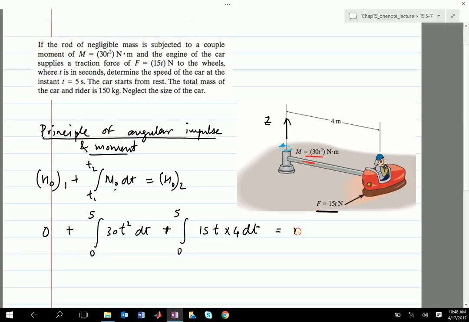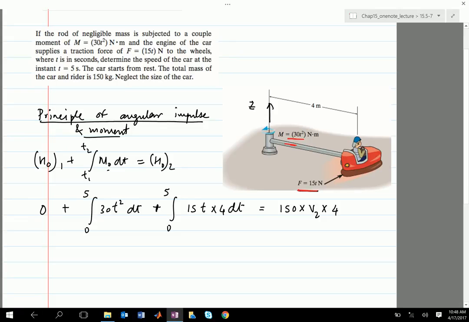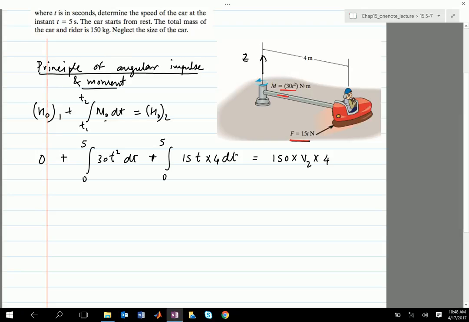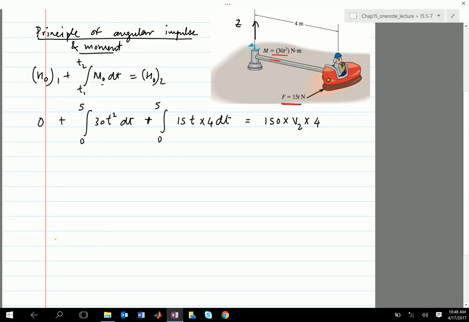So this is equal to m times, so mass is 150 kgs, the velocity is unknown, and the radius is 4. I would like you to fill in the dots. There are a bunch of steps you need to do. You need to integrate the equations. Try to solve this yourself. It will be good practice. And check if you get v2 equals 3.33 meters per second.